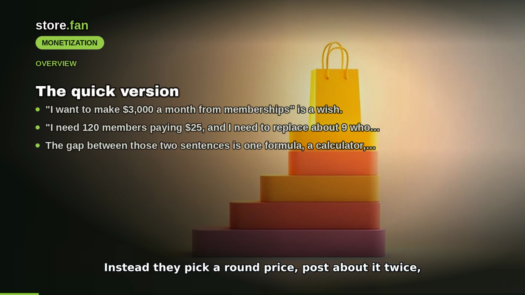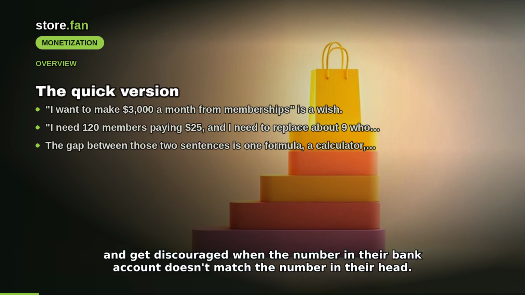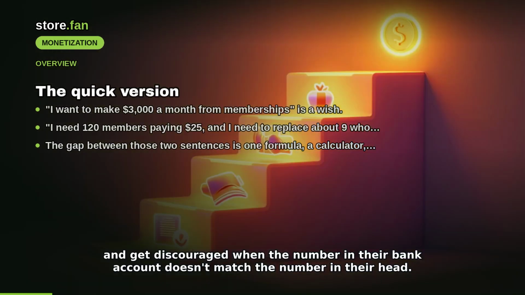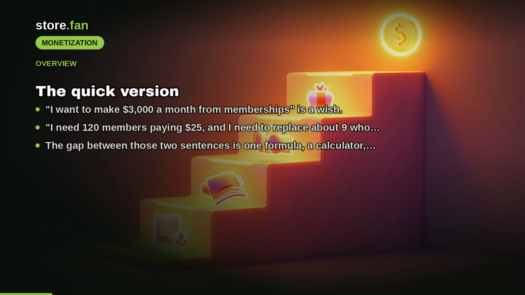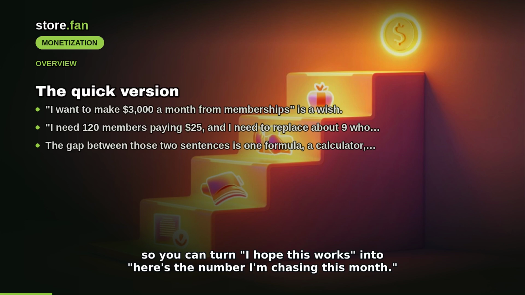Instead, they pick a round price, post about it twice, and get discouraged when the number in their bank account doesn't match the number in their head. This guide gives you the exact math, worked examples at 3 price points, and the churn correction most creators forget, so you can turn "I hope this works" into "here's the number I'm chasing this month."